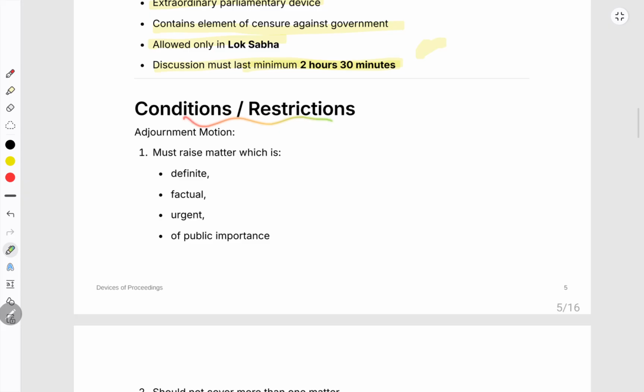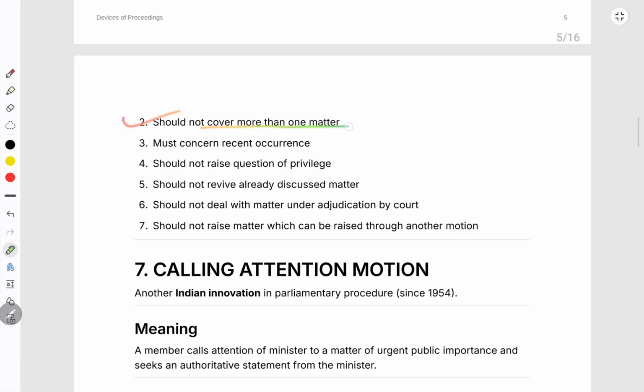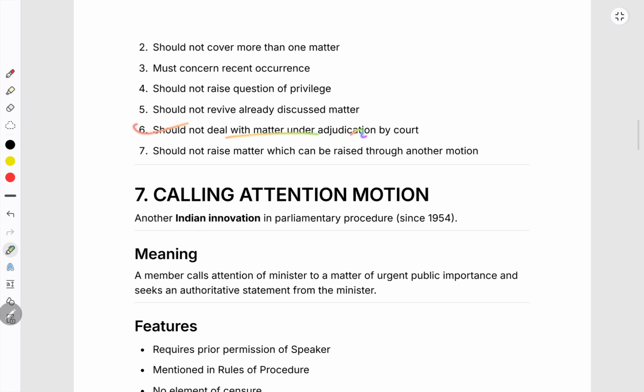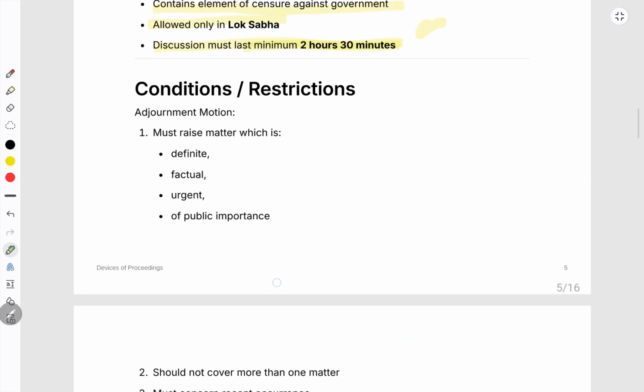Now what are the conditions or restrictions for this motion to be introduced? So this adjournment motion must raise a matter which is definite, factual, urgent, of public importance, right? Then it should not cover more than one matter. It must concern a recent occurrence. It should not raise a question of privilege. It should not revive an already discussed matter. It should not deal with a matter which is under adjudication by a court, and it should not raise a matter which can be raised through another motion. So these are points you have to keep in mind.